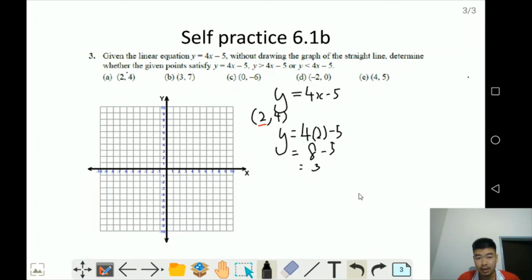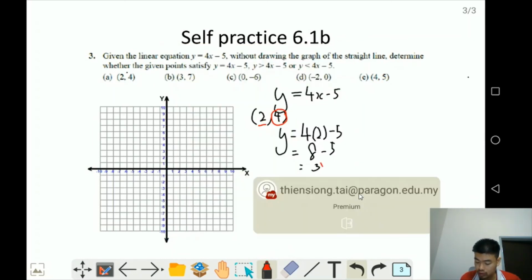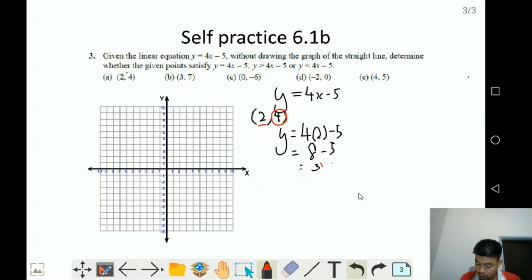Now I want you to compare the given point to the value of y that you have calculated. Which one is higher? Because 4 is greater than 3, 2, 4 is above the equation, above the line. Therefore, 2, 4 satisfies y is greater than 4x minus 5.